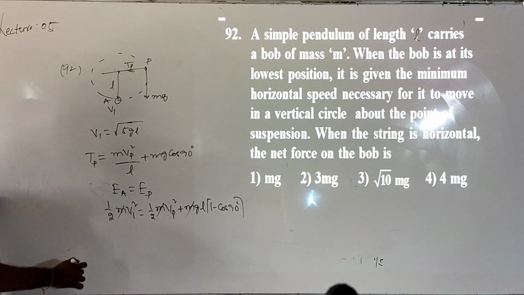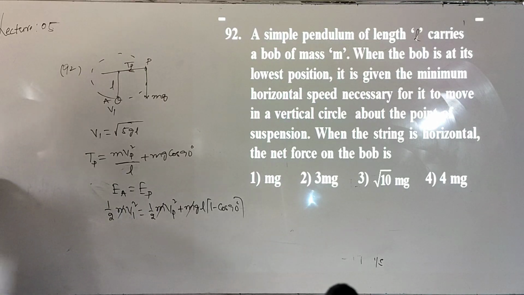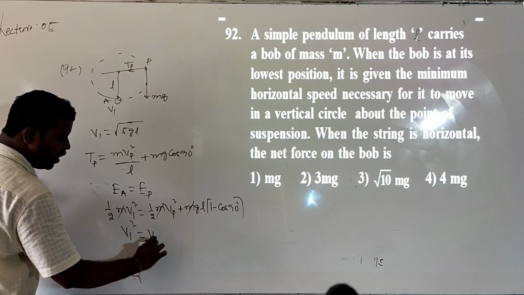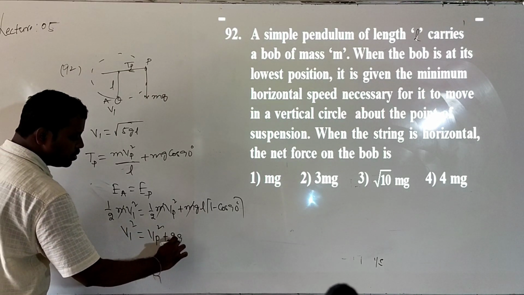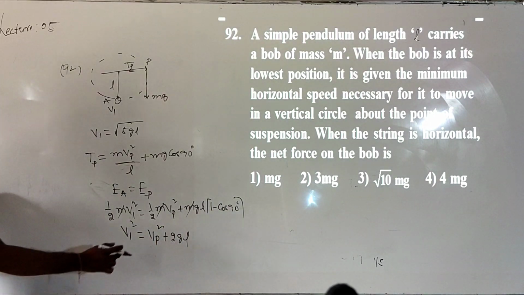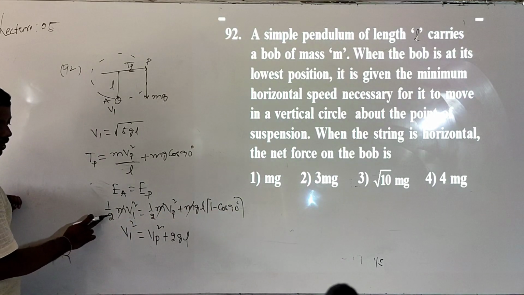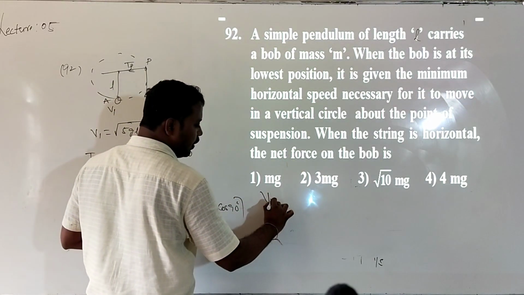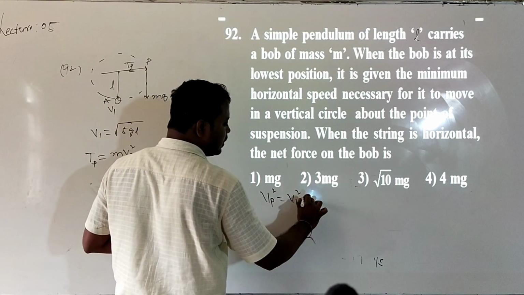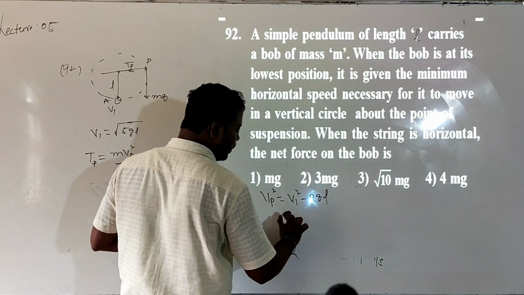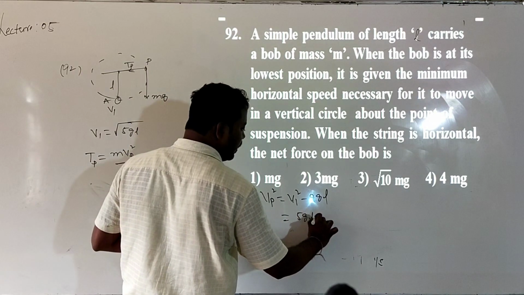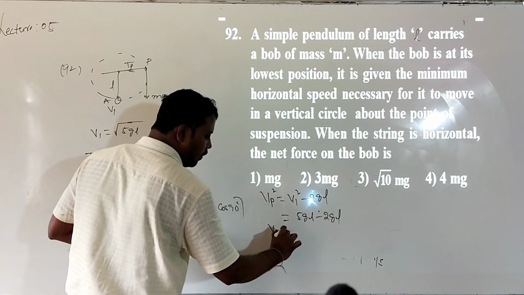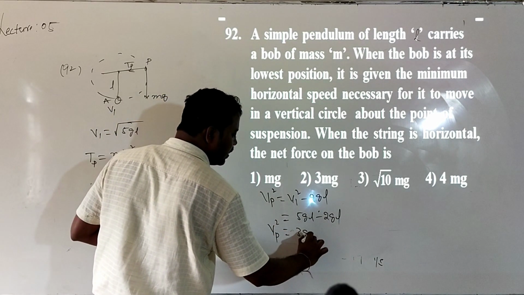And they have given the V1 square value. So V1 square is equal to Vp square plus 2 g L, since cos 90 is 0. So what is the value of Vp square? Vp square is equal to V1 square minus 2 g L. V1 square is 5 g L, minus 2 g L. So Vp square is equal to 3 g L.